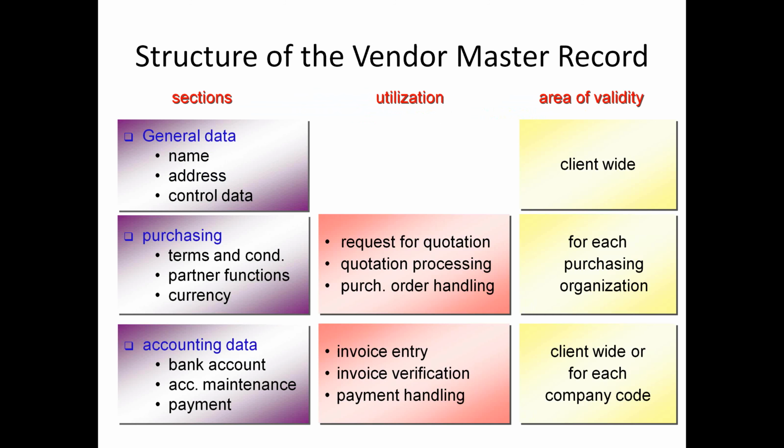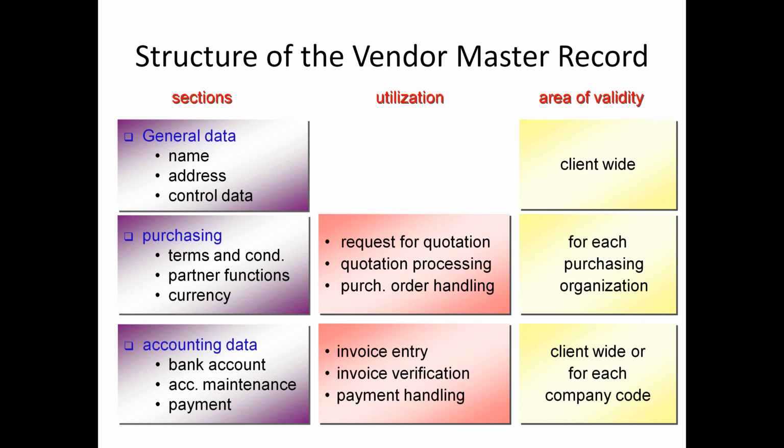Okay. The structure of the vendor master record will look the way you have seen. There is a general section, a purchasing section, and the accounting data. In the general data, you say what the name of the vendor is, what the address of the vendor is, and what the control data of the vendor is. In the purchasing view, you give the terms and conditions, the partner function, and the currency in which he will be doing business for you.